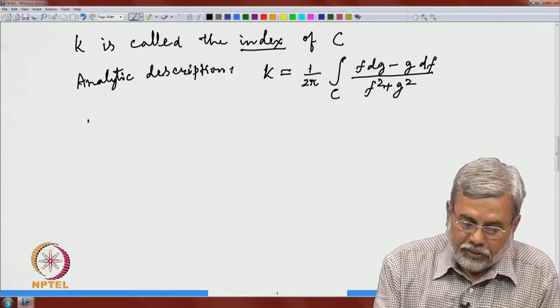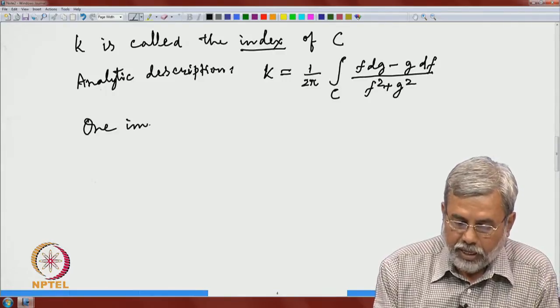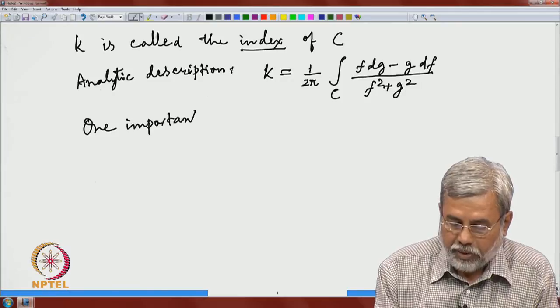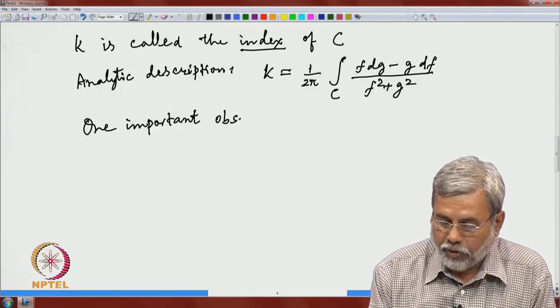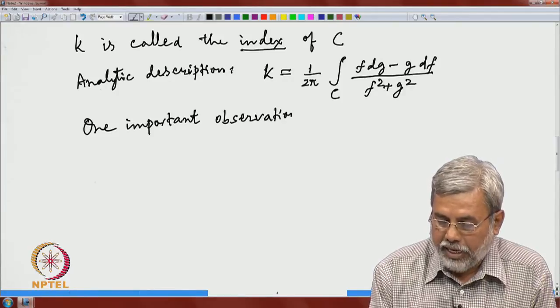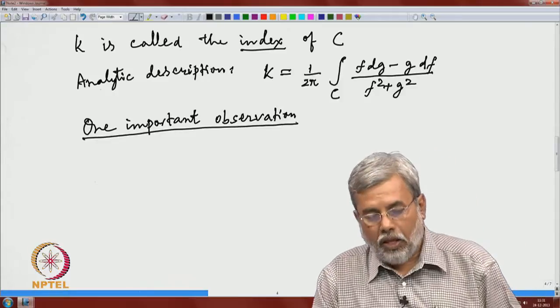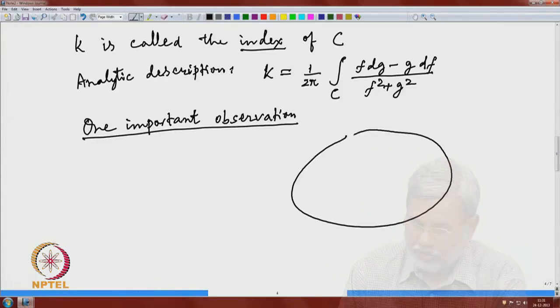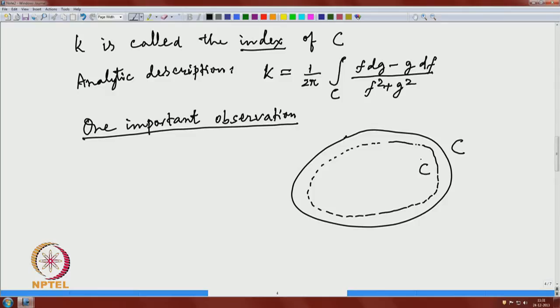Okay. So one important observation about this index, and that is very much used in the proof of theorem 1, and this is the key observation. Okay. So you start with C again, whatever C is, you determine its index. So if you deform this closed curve smoothly to another closed curve C tilde. So this smooth deformation.